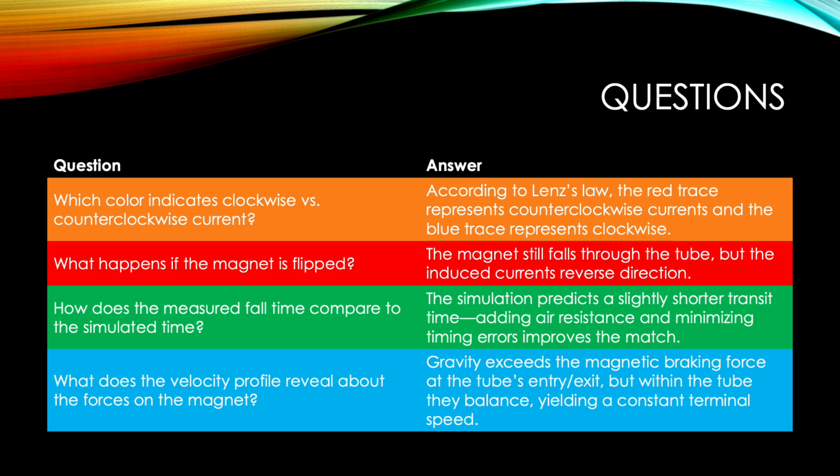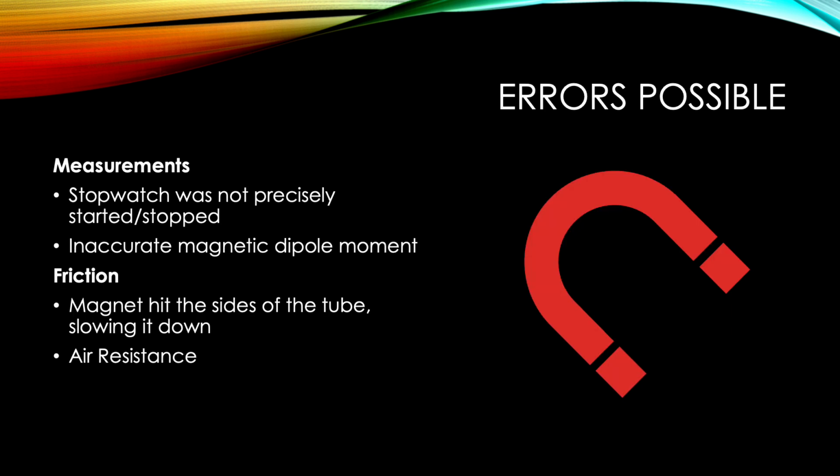How does the measured fall time compare to the simulated time? The simulation predicts a slightly shorter transit time. Adding air resistance and minimizing timing errors improves the match. And what does the velocity profile reveal about the forces on the magnet? Well, gravity exceeds the magnetic braking force at the tube's entry and exit, but within the tube they balance, yielding a constant terminal speed.